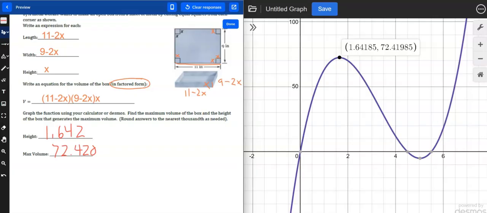So now we know exactly how much to cut out of the corners, and we know that that will generate us the most volume of any possible box.